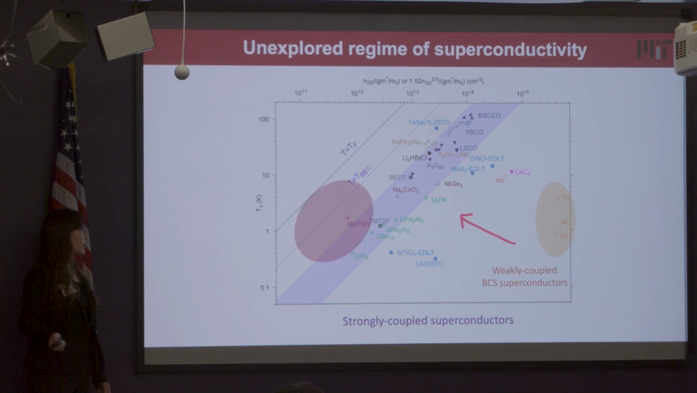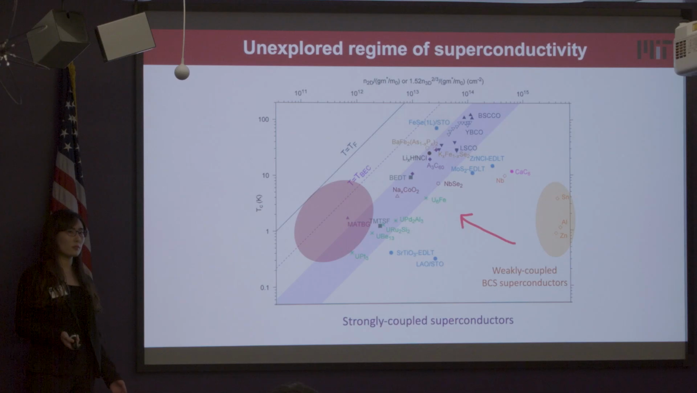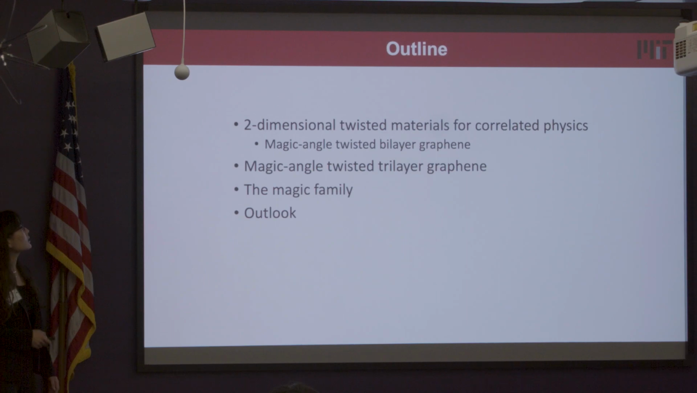And now if you look at this region with relatively even lower electron density, this is sort of empty, right? So being able to make materials in this region with low density and relatively higher TC would be of both fundamental interest and good for technological applications. So here's a brief motivation for the talk today. And this is an outline of what I'm going to talk about today.